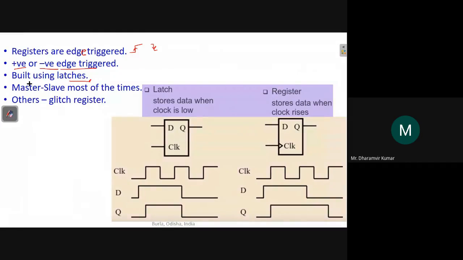And most of the time, you will see this master-slave register in action, the most popular register. We can also have other types of registers like glitch registers and others.